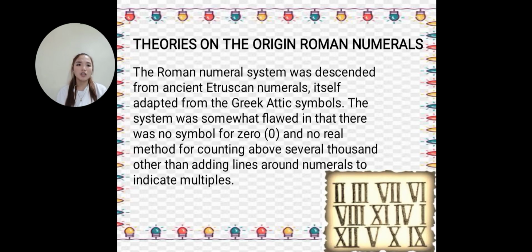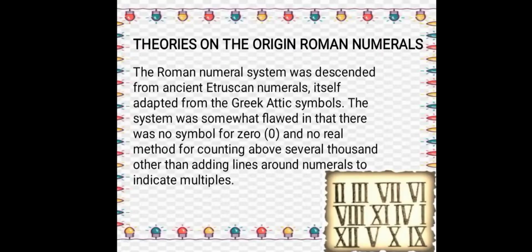Theories on the origin of Roman numerals. The Roman numeral system was descended from ancient Etruscan numerals, itself adapted from the Greek Attic symbols. The system was somewhat flawed in that there was no symbol for 0 and no real method for counting above several thousand other than adding lines around numerals to indicate multiples.